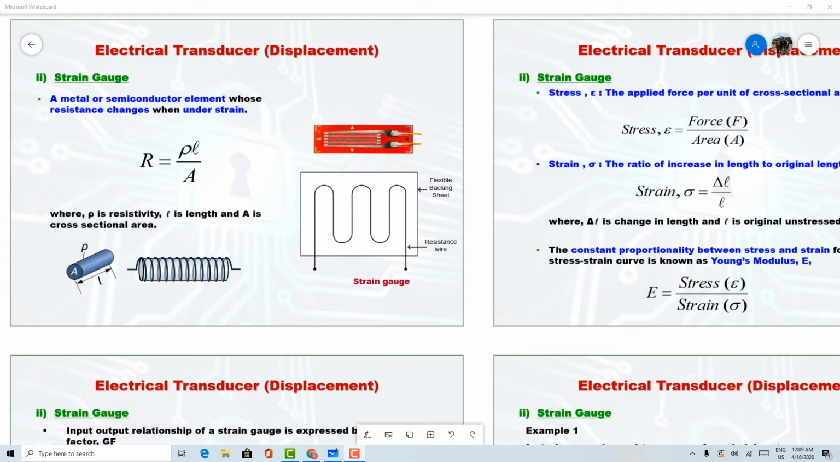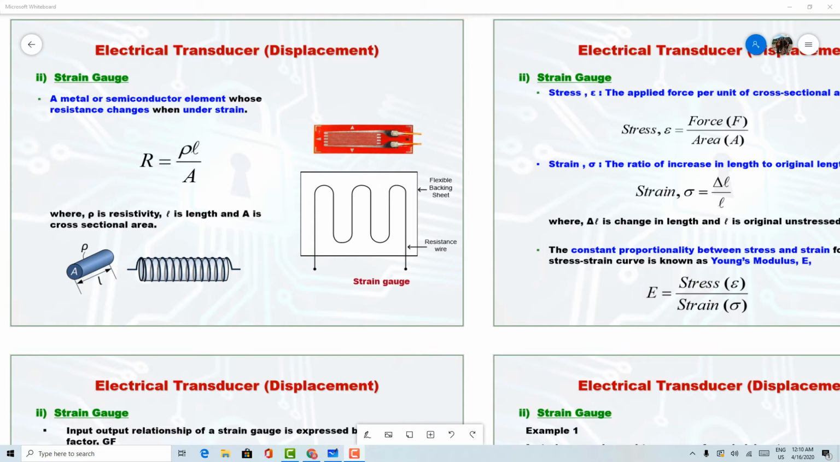For today we will cover another type of displacement transducer, the strain gauge. The strain gauge is one of the passive transducers. What is a passive transducer? A passive transducer requires an external power source for energy conversion. Besides the strain gauge, we also have the RTD, which is a passive transducer, and the photoresistor is also a passive transducer.